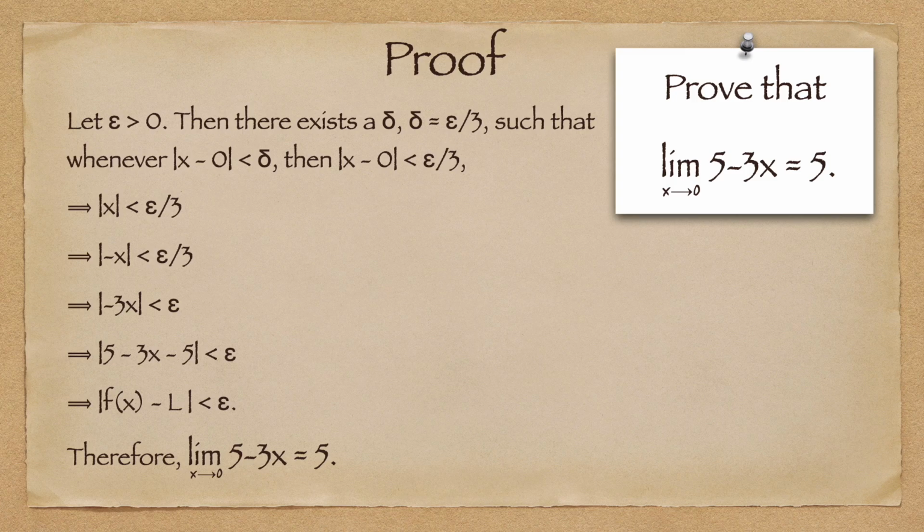We can take out the minus 0. We can change the absolute value of x to the absolute value of the opposite of x. We can multiply both sides by positive 3 and put that in the absolute value. We can write 0 as 5 minus 5 and put that before and after. Then we have the function 5 minus 3x minus the limit, which is 5, being less than epsilon, and therefore we've proved it. Therefore, the limit as x goes to 0 of 5 minus 3x is 5.